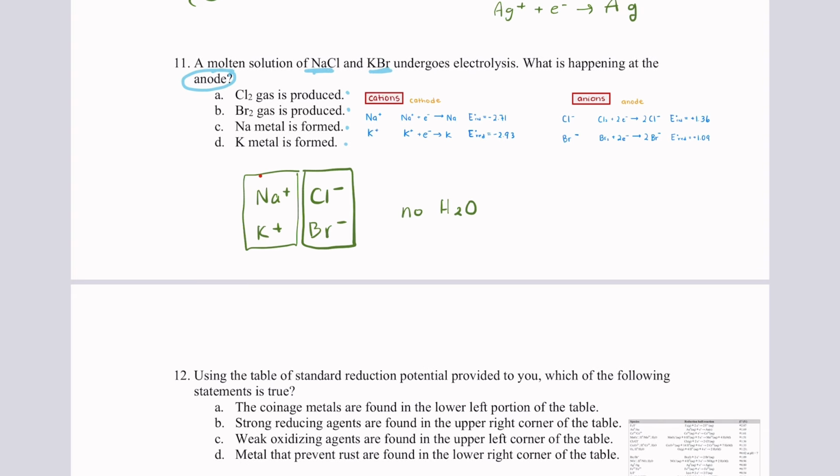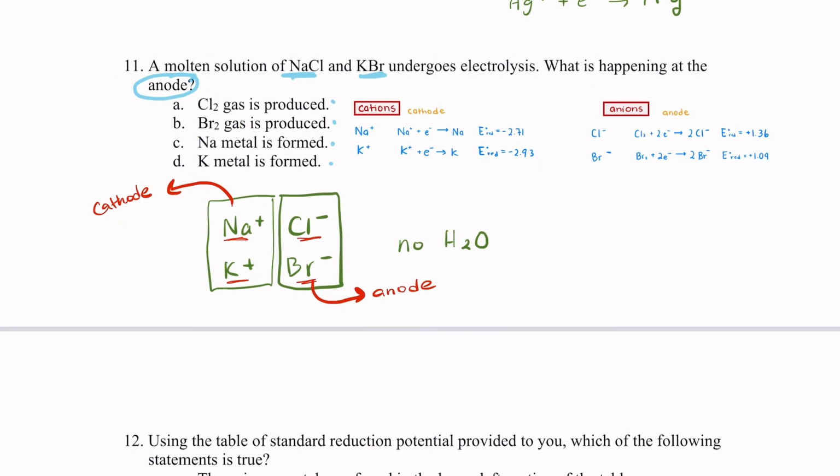In electrolysis, cations are reduced at the cathode, and anions are oxidized at the anode. That means sodium ions and potassium ions compete for reduction at the cathode, while chloride ions and bromide ions compete for oxidation at the anode. Now we compare tendencies using standard potentials from the table.